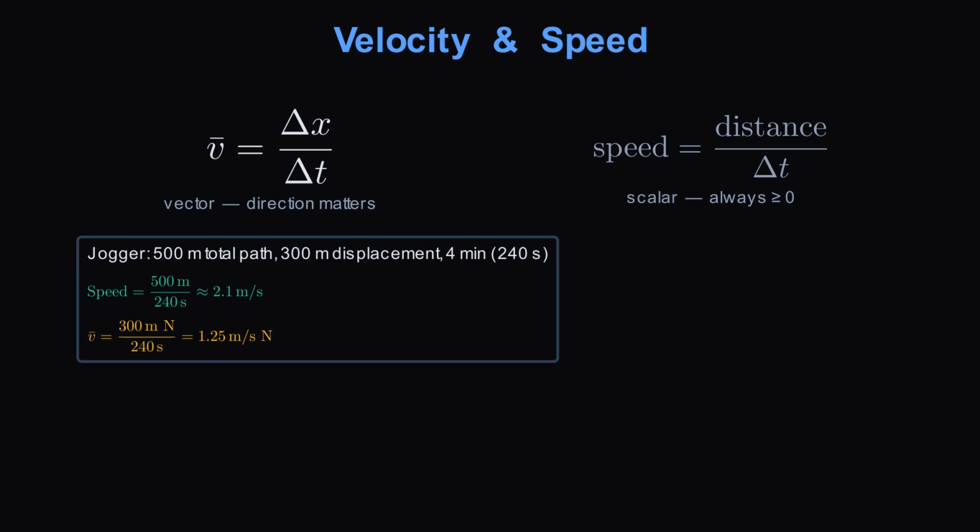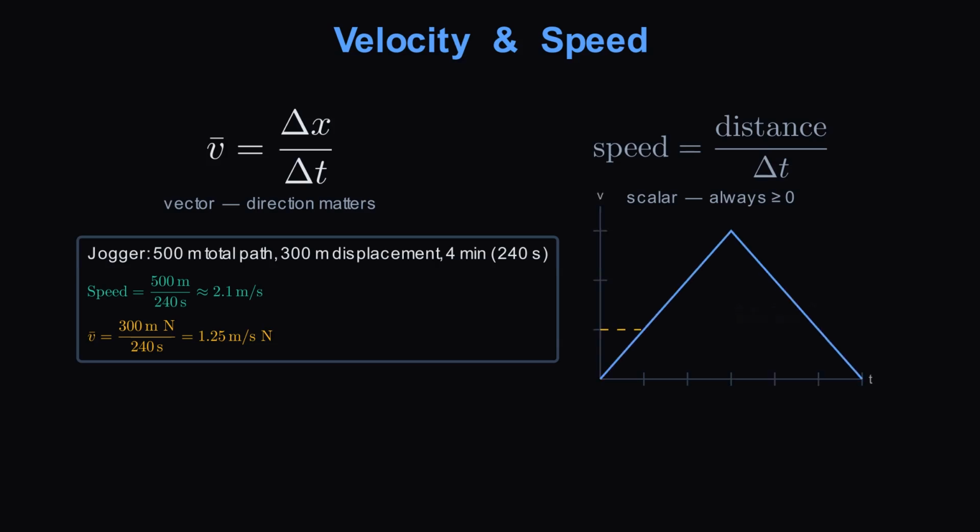Our jogger travelled 500 meters in, say, 4 minutes. Her average speed is 125 meters per minute, about 2 meters per second. But her average velocity depends on her displacement, 300 meters north in 4 minutes, which is 75 meters per minute north. Average velocity is useful for summarizing a journey, but it hides detail.